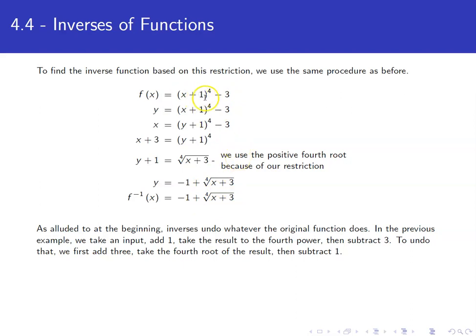Original function, what was the next to last thing we did? We did a fourth power. What's the inverse function do at this point? Take a fourth root. What was the first thing we did here? Added 1. What's the last thing we do here? We subtracted 1. So we're going to undo each of the operations that we did in the original function. We're going to just undo them in the reverse order.